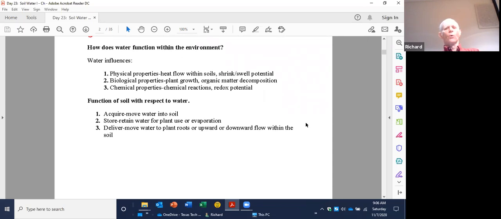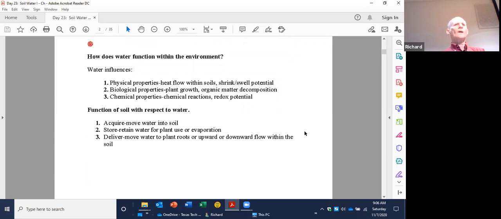What's the function of soil with respect to water? The soil has three particular functions with respect to water. One is to acquire: move water into the soil. A second function is to store: retain water for plant use or evaporation. And three, deliver water to plant roots, through upward or downward flow within the soil.